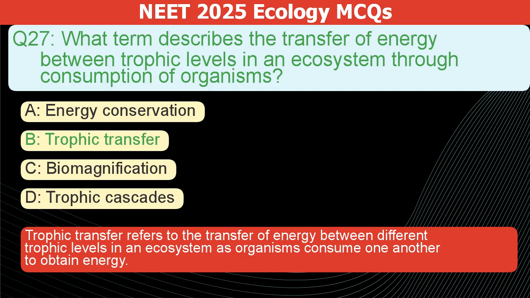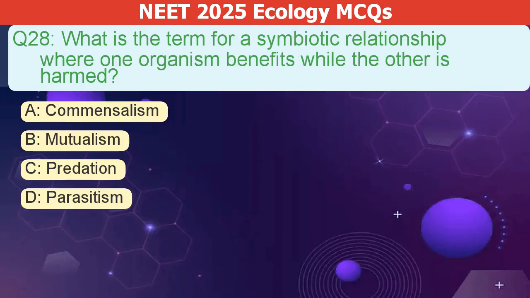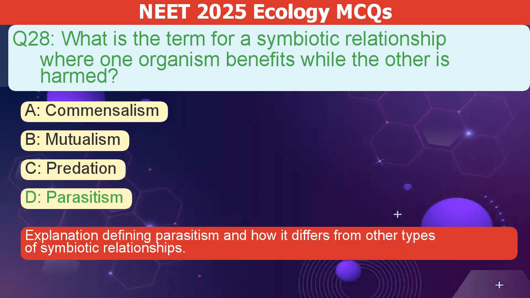What is the term for a symbiotic relationship where one organism benefits while the other is harmed? A. Commensalism. B. Mutualism. C. Predation. D. Parasitism. The correct answer is D. Explanation defining parasitism and how it differs from other symbiotic relationships.